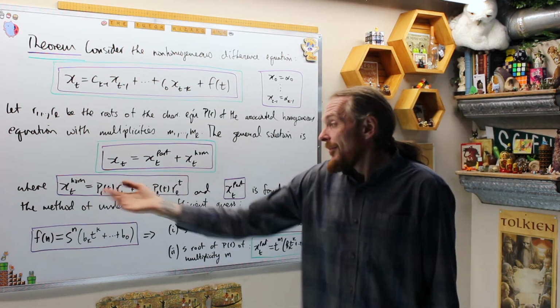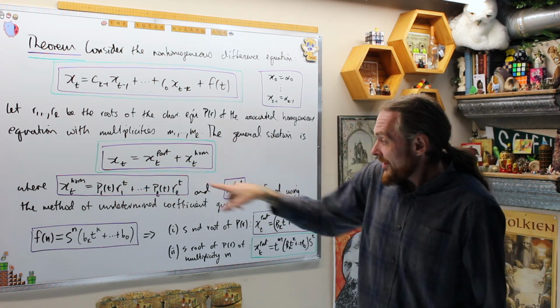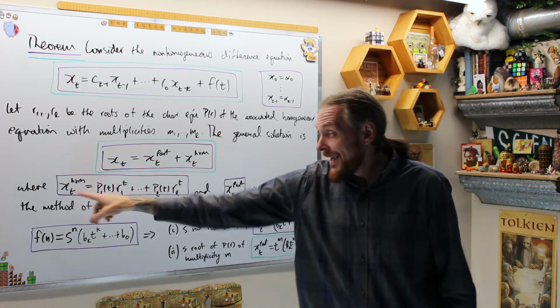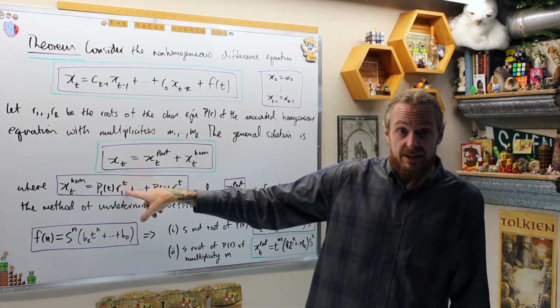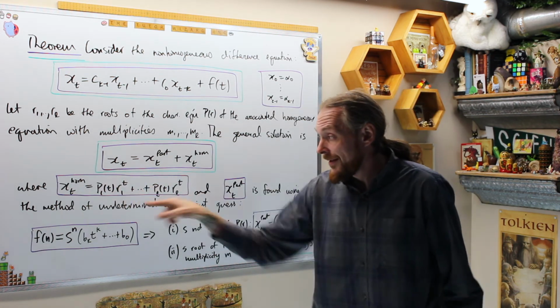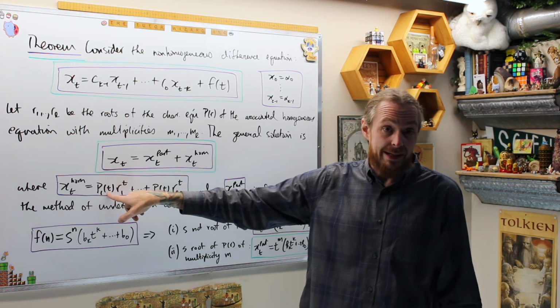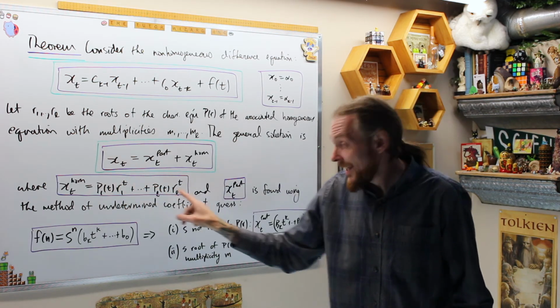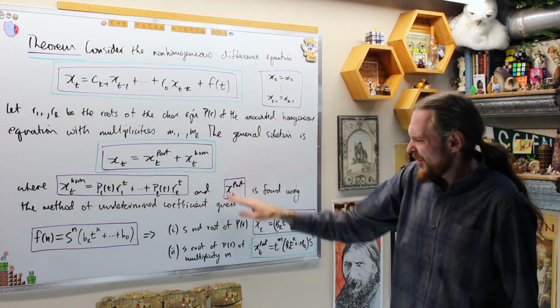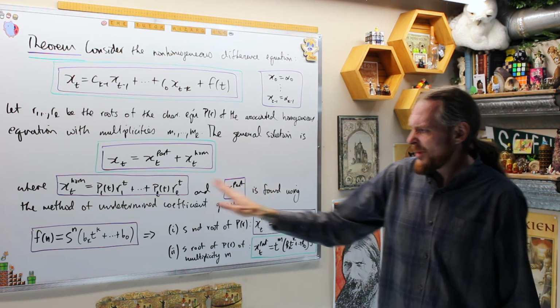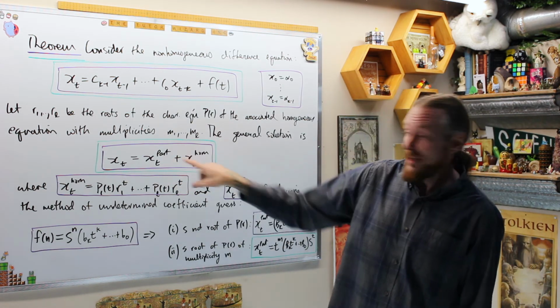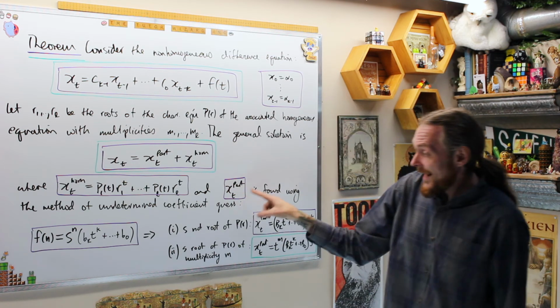What is this? Basically, the homogeneous part is, from the last theorem, those polynomials times each of the roots to the power t, and these polynomials are of degree multiplicity minus 1 in each case, just like in the last theorem. And then we say, how do I find this particular part? This is half of the general solution. This is half of the battle. What's the other half of the battle?